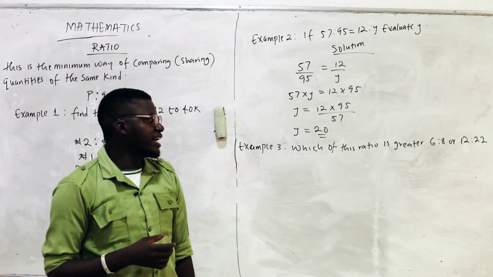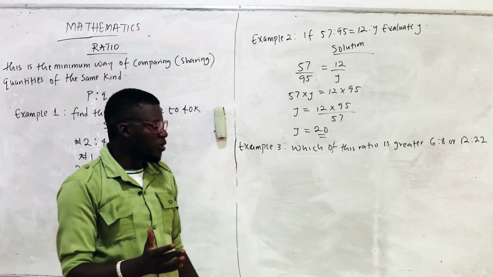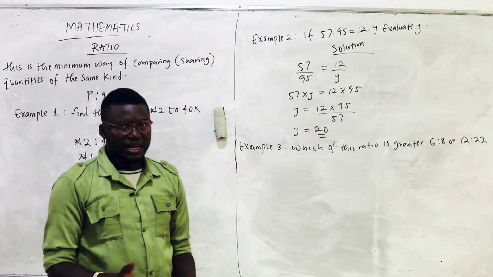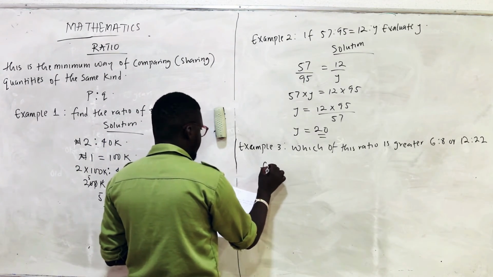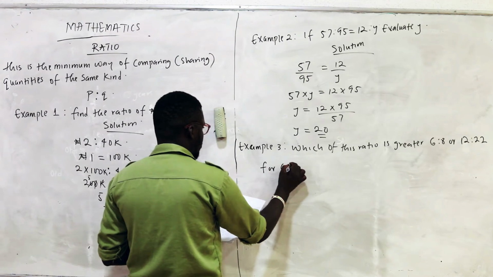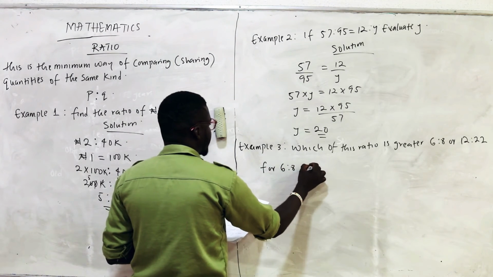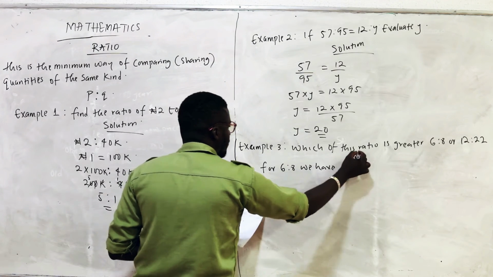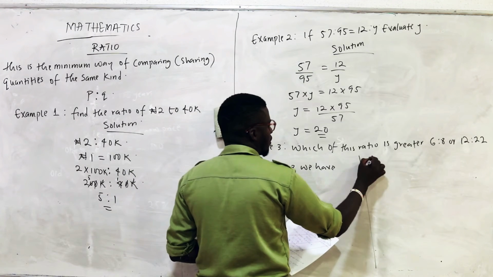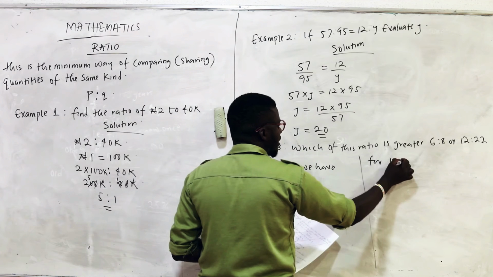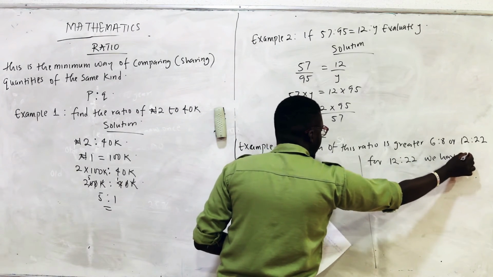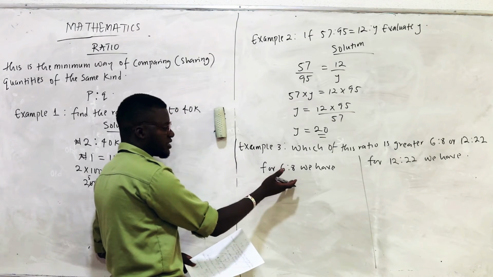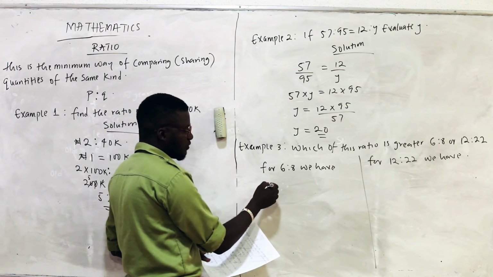Now for me to determine the one that is greater, I have to separate them and compare at the tail end. Separating it, I'll proceed to say for 6:8, we have, and for 12:22, we have, so I'll separate it. For 6:8, I'm going to convert it to fraction.